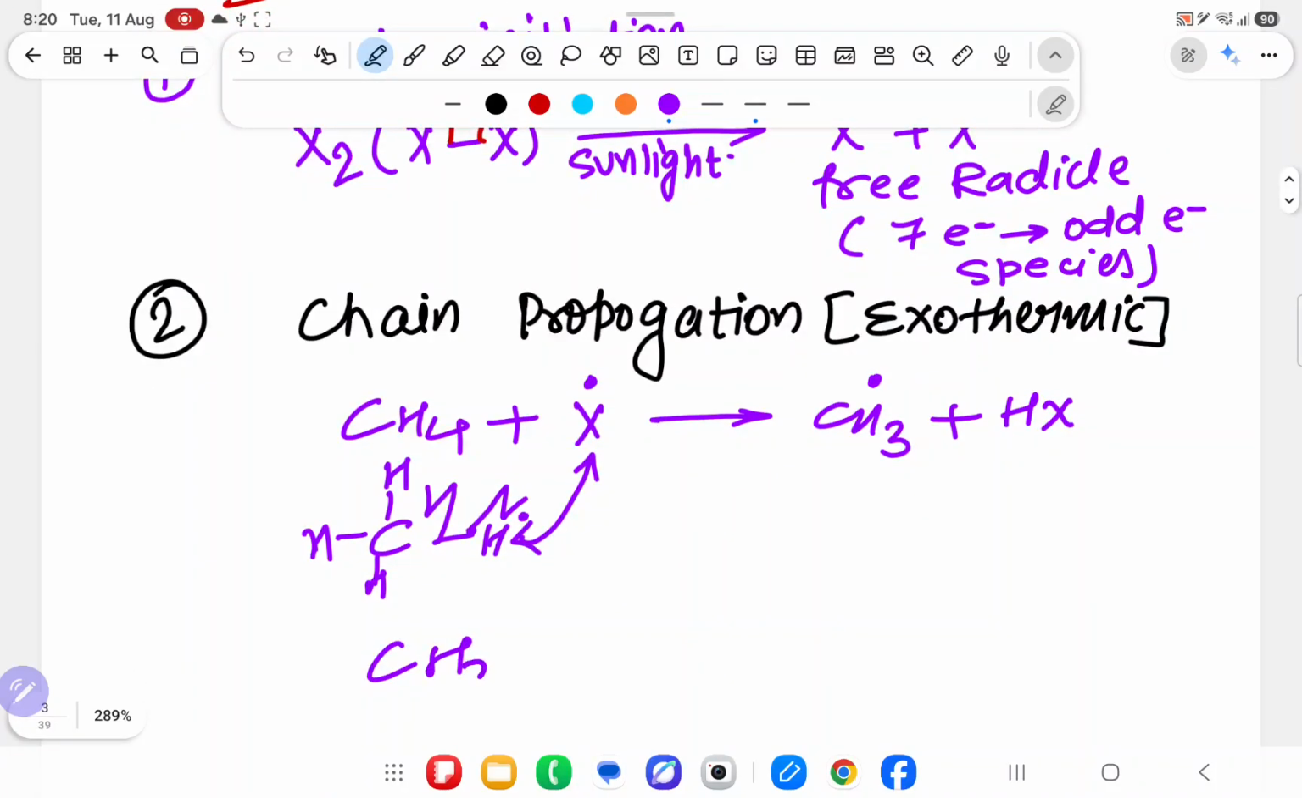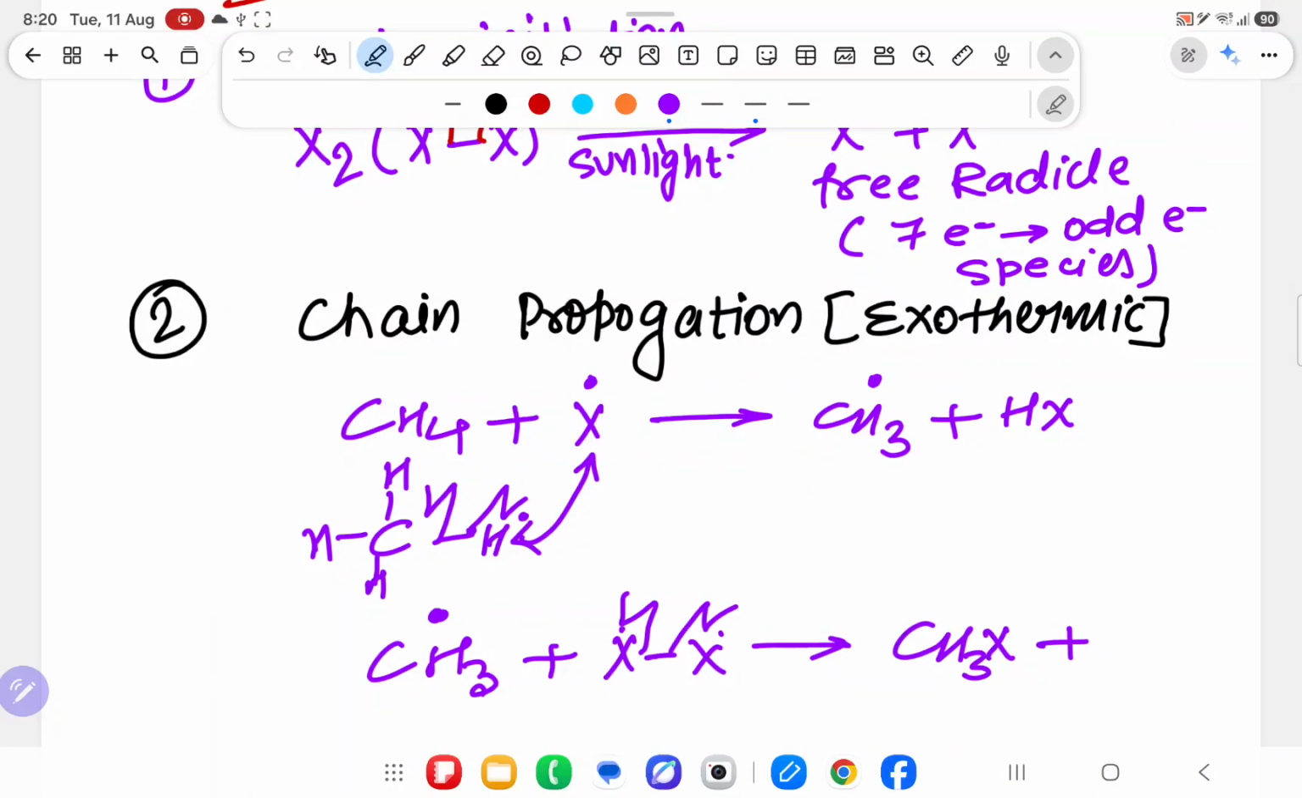Now CH3 dot is getting angry. You have taken my girlfriend, I will destroy it. It will take another X2 molecule. They will undergo homolytic cleavage, and one dot will come here, giving CH3X plus X dot. This process continues in a continuous way until all the CH4 and all the X2, that is chlorine, bromine, iodine, are converted to CH3X.